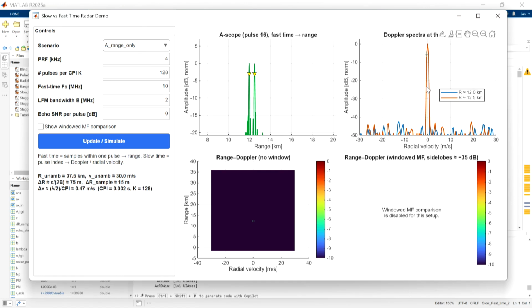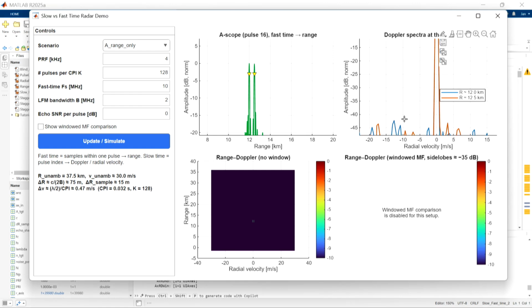And why in the Doppler spectra do I see only one lobe? What do you think? Because both targets have the same speed. Yeah, so position is different, but speed is the same. You can see there is a blue and a red one, but in the main lobe, blue and red are just the same.